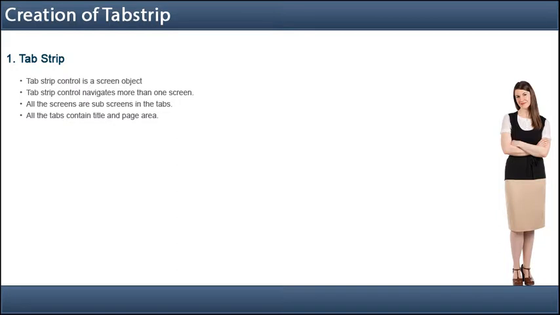A tab strip control is a screen object consisting of two or more pages. Tab strip controls, or tab strips for short, allow you to easily and comprehensively define different object components of an application on one screen and to navigate between them. All the screens are subscreens in the tabs. All the tabs contain a title and a page area.